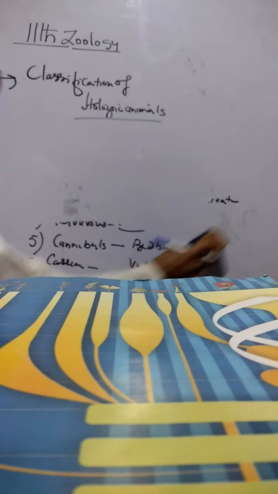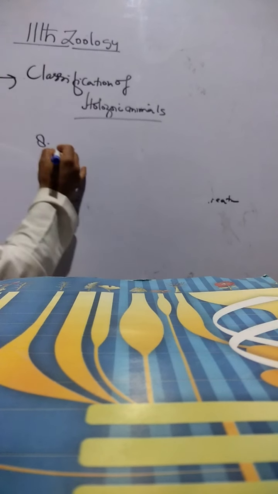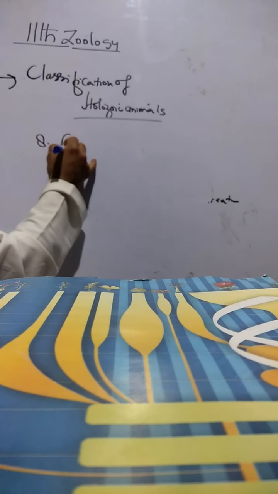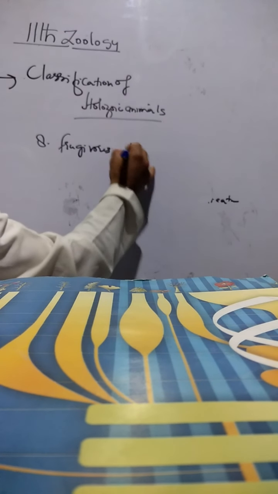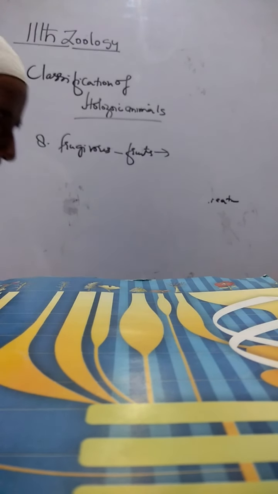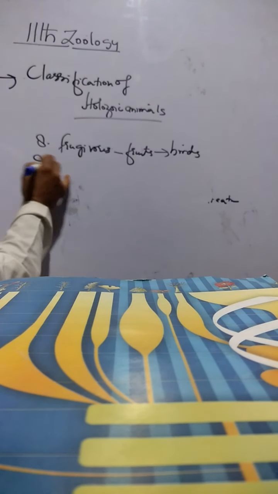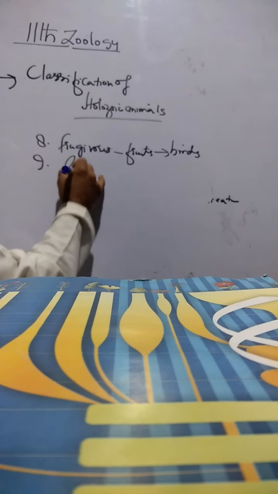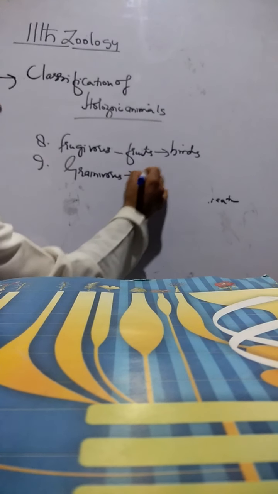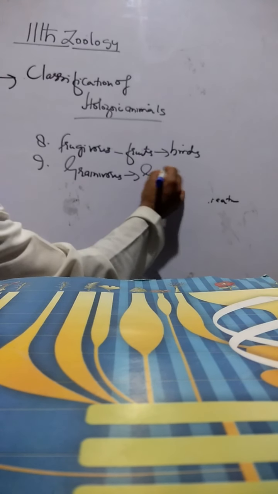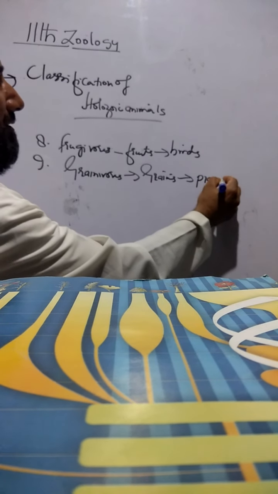One more category of animals belonging to the holozoic group is frugivores. These frugivorous animals feed on the fruits. The classical example is the birds and monkeys. One more group is there, granivores. They feed on the grains. The classical example is the pigeons and the birds.